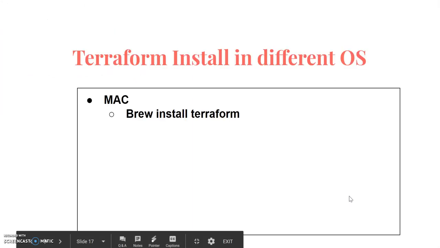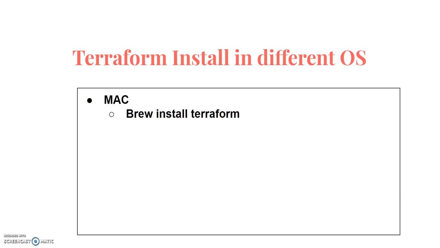Another way of downloading Terraform on macOS is to just use the command brew install terraform. That will do all the things needed. You run brew install terraform, it will install Terraform on your macOS, and it will run the same as on Linux. It's not quite difficult. Just use this brew install terraform command and it will install Terraform on macOS.